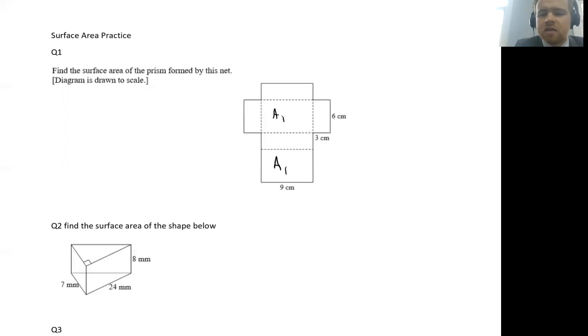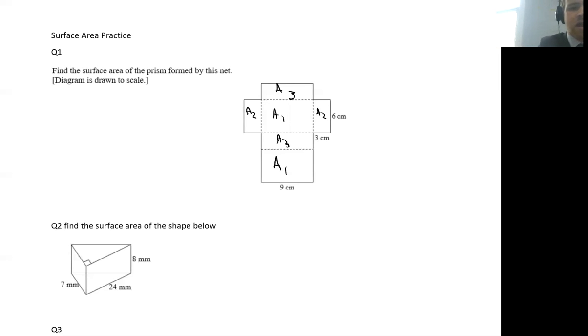Now, in this case here, all of these side ones are also going to be the same. So this is area 2, area 2, area 2. Oh, sorry. This one is going to be different. It's going to be area 3 and area 3. So you can see that this one is going to be 6 by 3, this one's going to be 6 by 3. This one's going to be 9 by 3, 9 by 3. So all of the opposite faces on the prism are going to be equal in this example.